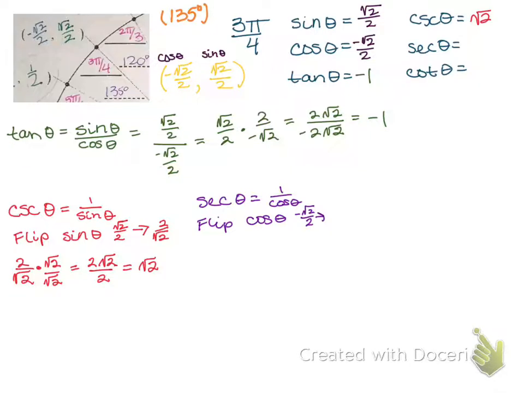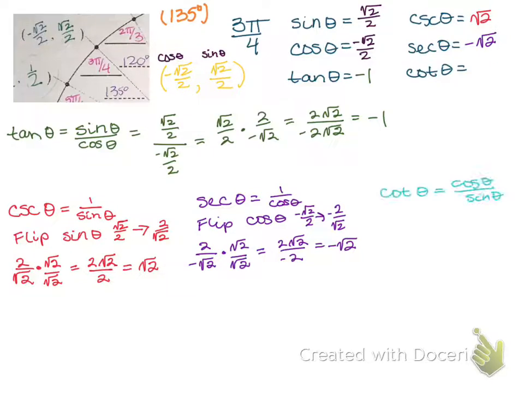For secant, it's 1 over cosine, but all that means is flip cosine. Your cosine is negative square root of 2 over 2. But isn't that the same thing we just did over here, only negative? So again, I'll show the math, but if you recognize it's the same thing, you don't have to do all the math. Just recognize it's negative and put a negative in front of the square root of 2.